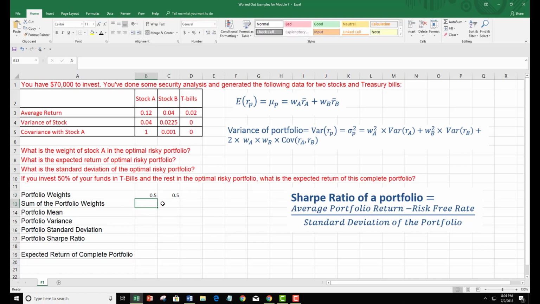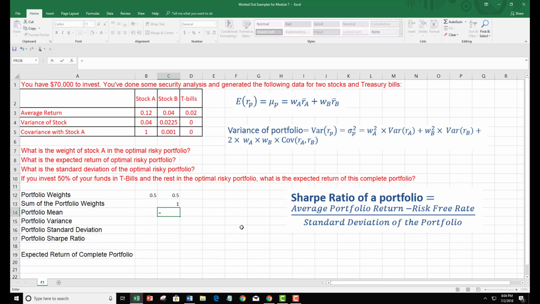And I need one more piece of information later when we use Excel's solver function. The sum of the weights has to be 1, so I'm going to do here equals the sum of the weights right here, which should be equal to 1. I'm doing this because I need this information later when I use the Excel solver function. Now we can compute the portfolio mean, portfolio standard deviation, and Sharpe ratio.